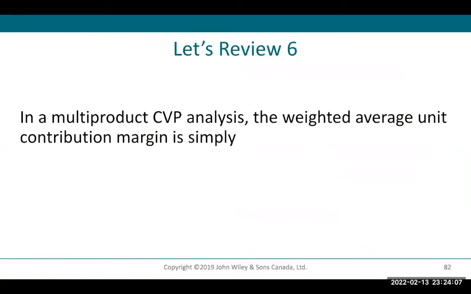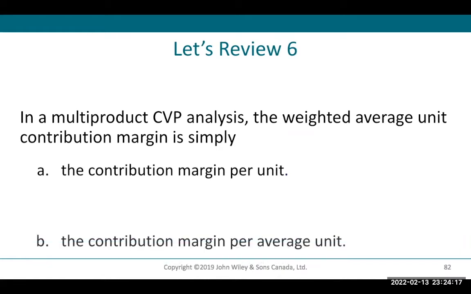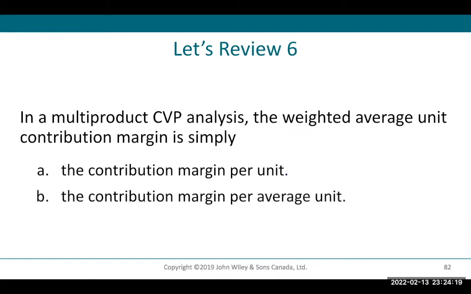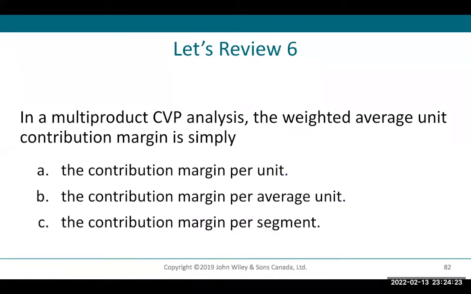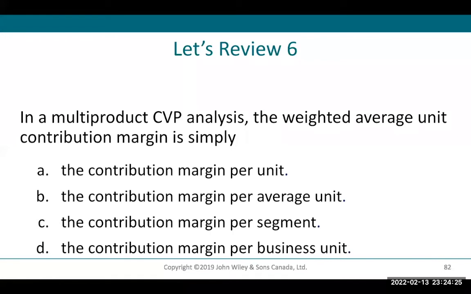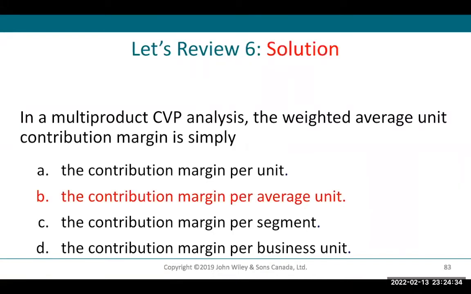So a quick review. In a multi-product CVP analysis, the weighted average unit contribution margin is simply the contribution margin per unit, A, the contribution margin per average unit, B, the contribution margin per segment, or D, the contribution margin per business unit. The answer is B, the contribution margin per average unit.